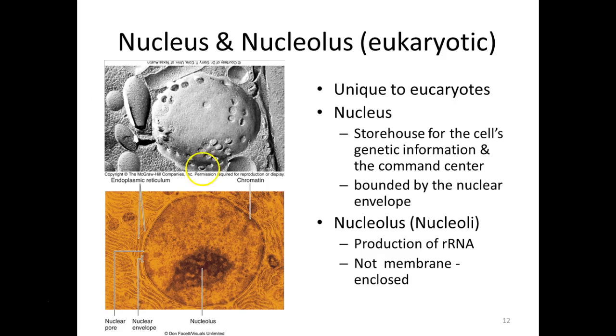The nucleus itself is unique to eukaryotes, a defining characteristic, in fact. It stores the genetic information, acts as the command center for that cell, and it's bound by the nuclear envelope. As I said, it's actually a double membrane layer, two membranes. And then you can see it kind of has holes in it. These are pores, of course, for stuff to be able to travel in and out.